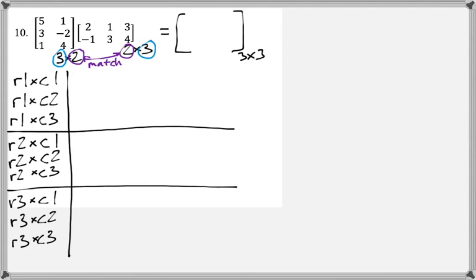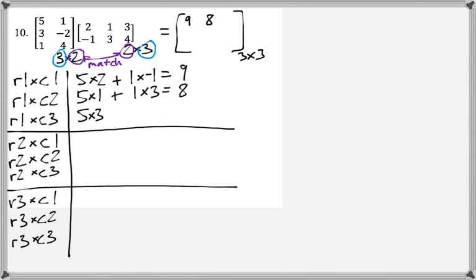So I first want to do row 1 times column 1. So 5 times 2 plus 1 times negative 1, which is 9. Then row 1 times column 2, 5 times 1 plus 1 times 3, which is 8. Row 1 times column 3, 5 times 3 plus 1 times 4, which is 19.